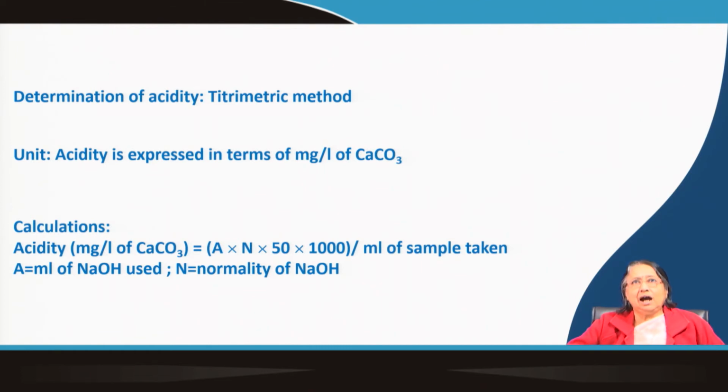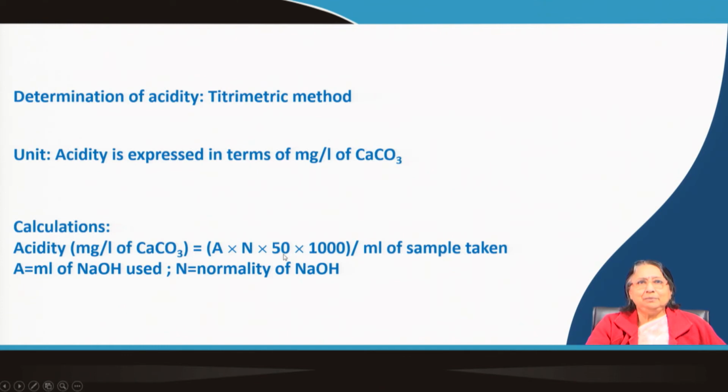Now, how is the calculation? First you have to determine the normality using the most simple formula, V1S1 equals V2S2. Here S1 is in normality terms. First you use that, then once you know the normality, you have to convert it in terms of milligram per liter of calcium carbonate, and this is very easy to do by using this formula.